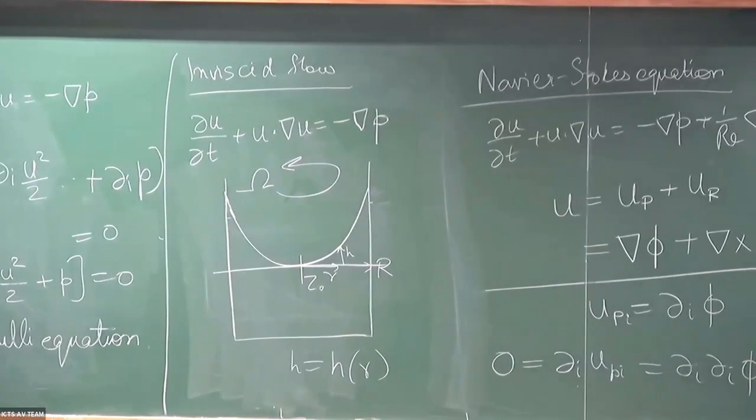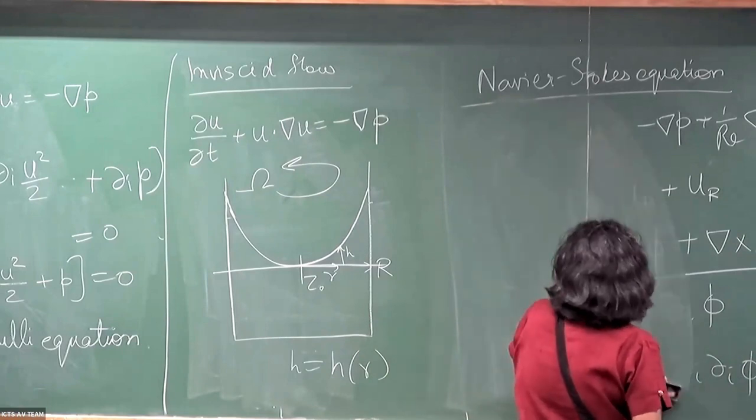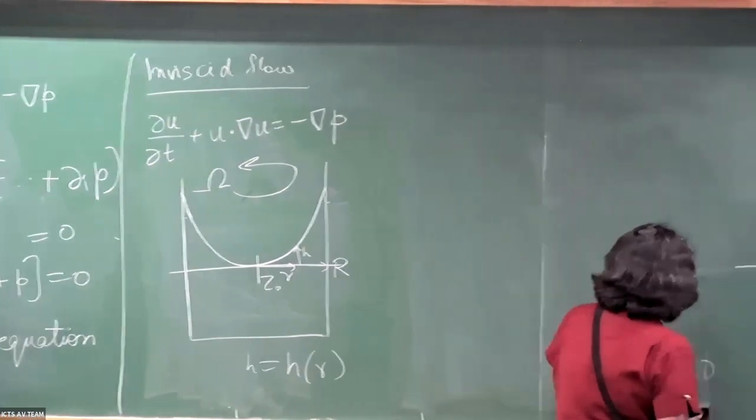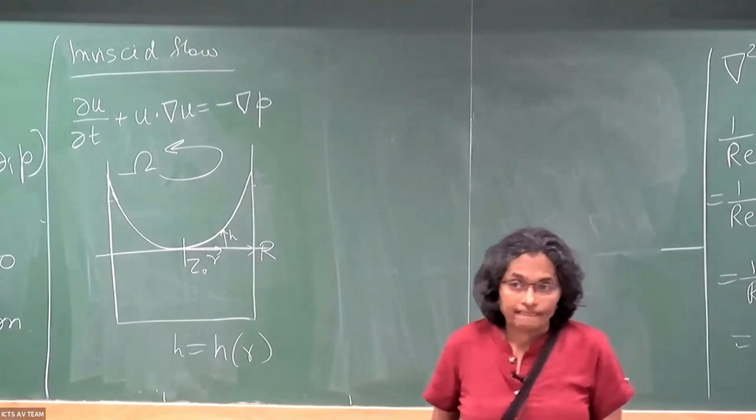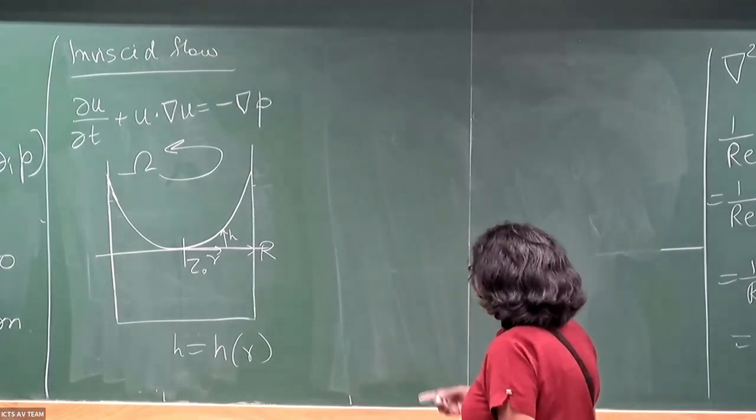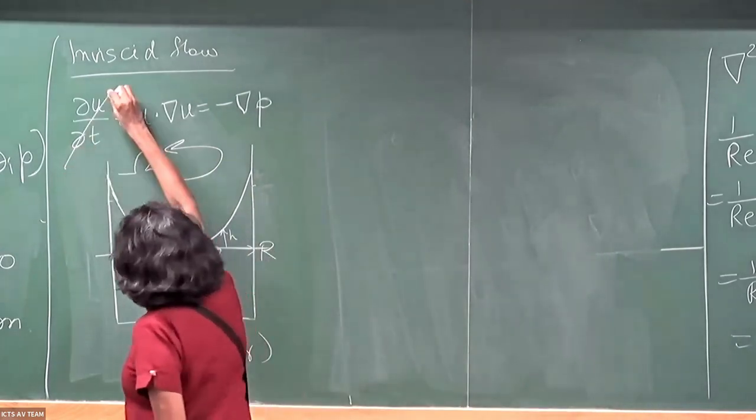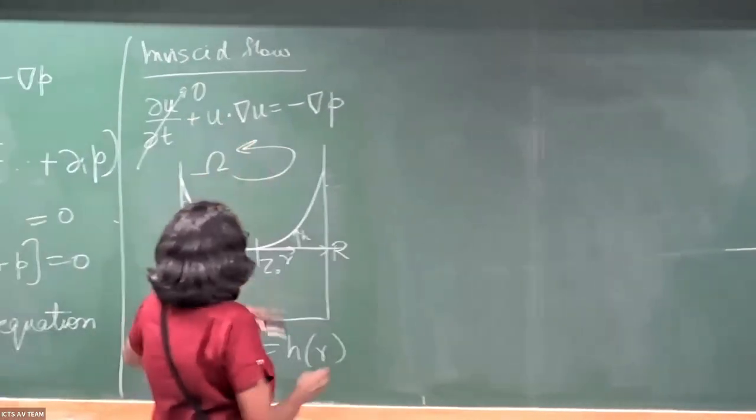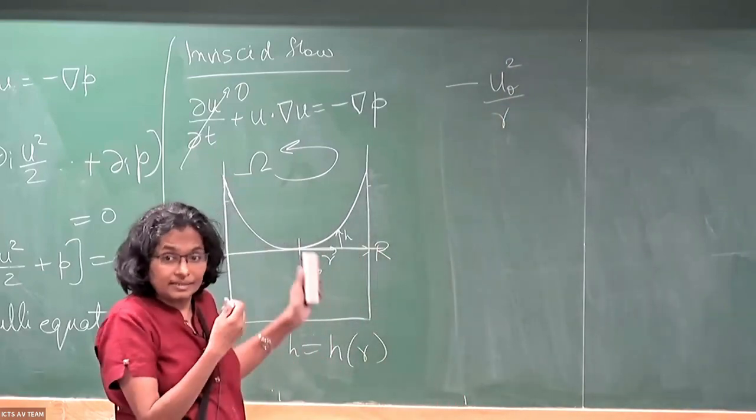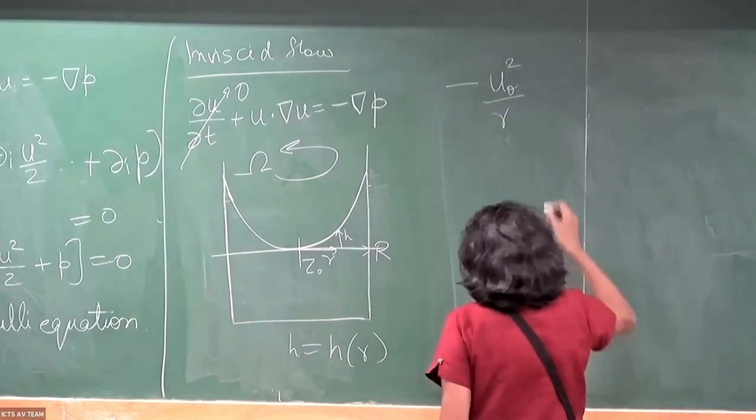It's a steady flow. That means I can throw away the time derivative. Because it's in solid body rotation, which component of velocity is the only one which survives? The theta, the azimuthal one. Only that one survives. So then u dot grad u in cylindrical coordinates I can write. And this one we said went to zero because of our problem. And the u dot grad u is going to be minus u theta square by r. That's just a way of writing u dot grad u in these coordinates, and there's only u theta.